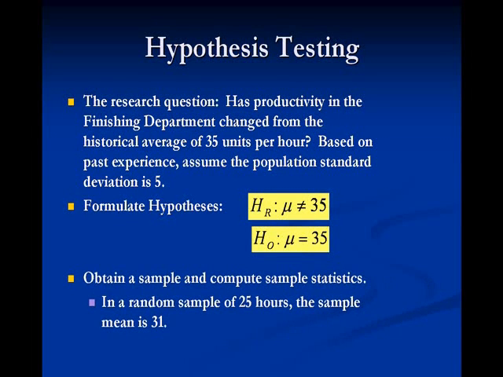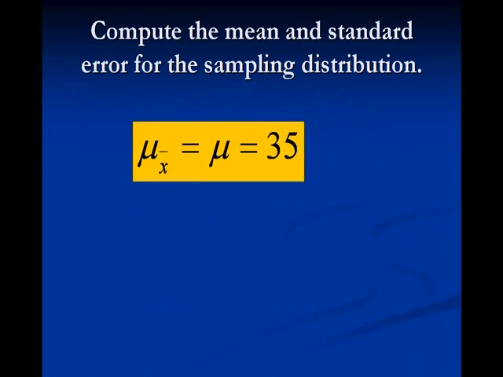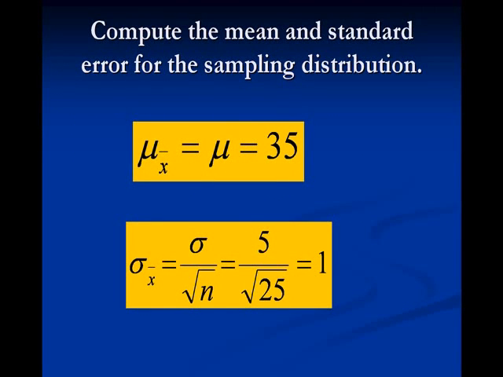So next we get a sample and obtain sample statistics. So let's say we took a random sample of 25 hours and the sample mean was 31 units per hour. So now we'll compute the mean and standard error for a sampling distribution. Our hypothesized mean was 35. That's going to be the mean of the sampling distribution. The standard error will be the population standard deviation divided by the square root of n. So we'll have 35 and 1.